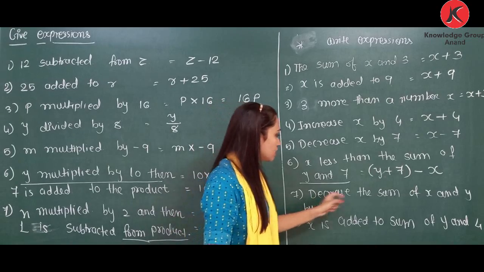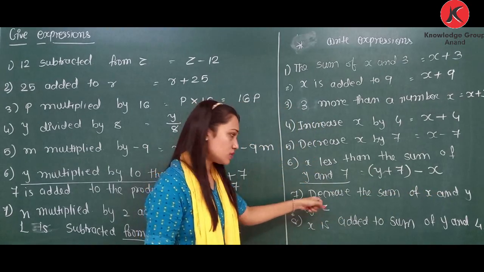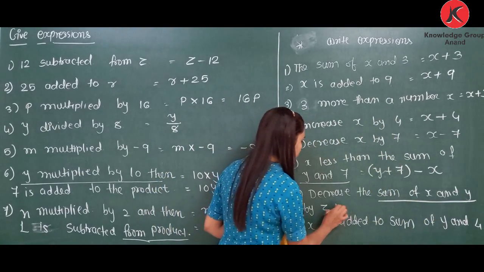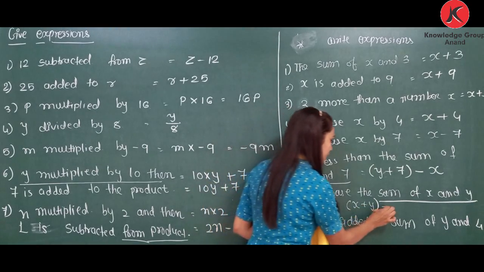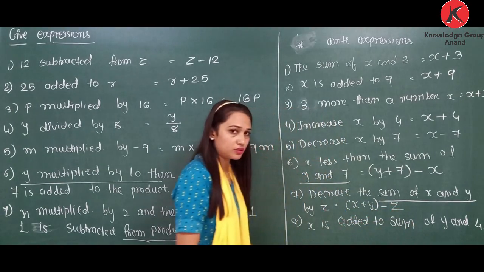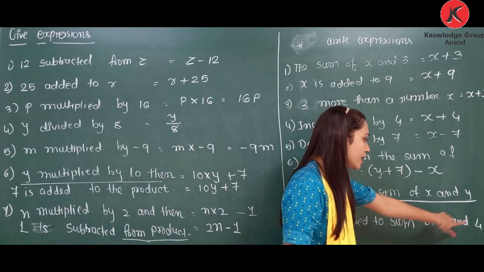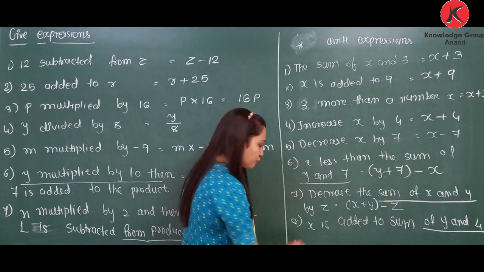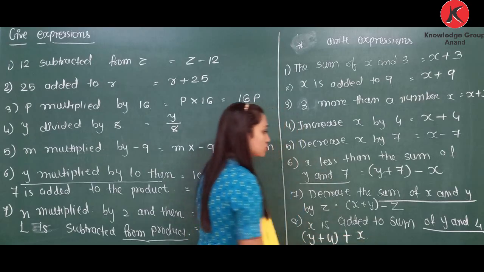Next, decrease the sum of x and y by z. Now it is a decrease. So first the sum of x and y, and decrease it by z. Decrease means subtract z. Next, x is added to the sum of y and 4. So first we need to find the sum of y and 4 and then x is added. So this way we can write.